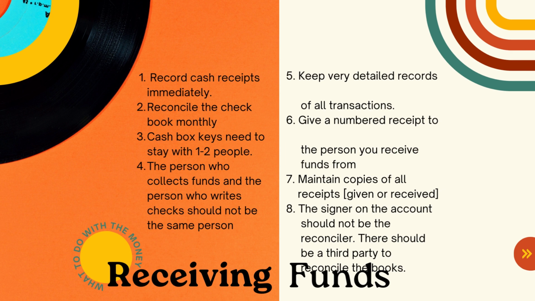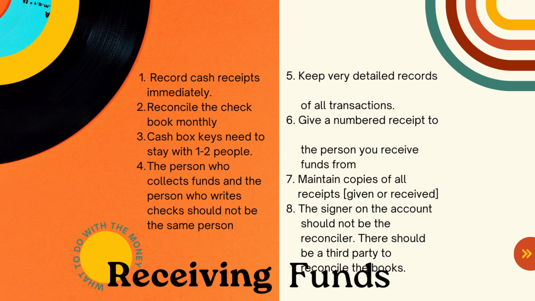Reconcile the checkbook monthly. If you have a cash box, the keys need to be with 1 to 2 people. No more, no less. The person who collects funds and the person who writes checks should not be the same person. We should have 2 different adult volunteers designated for this.